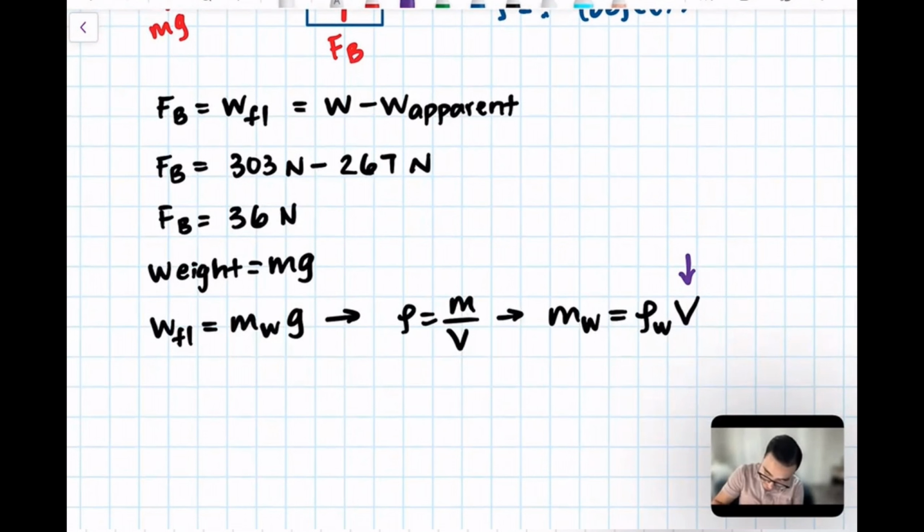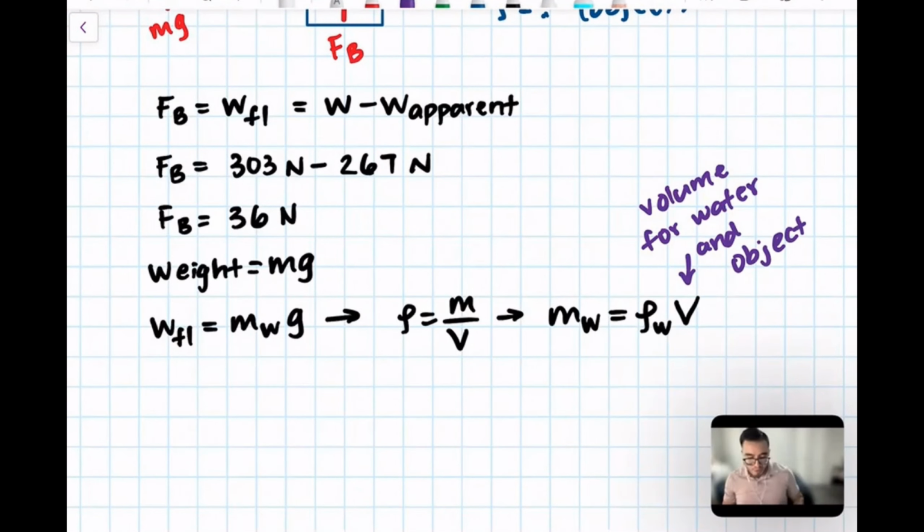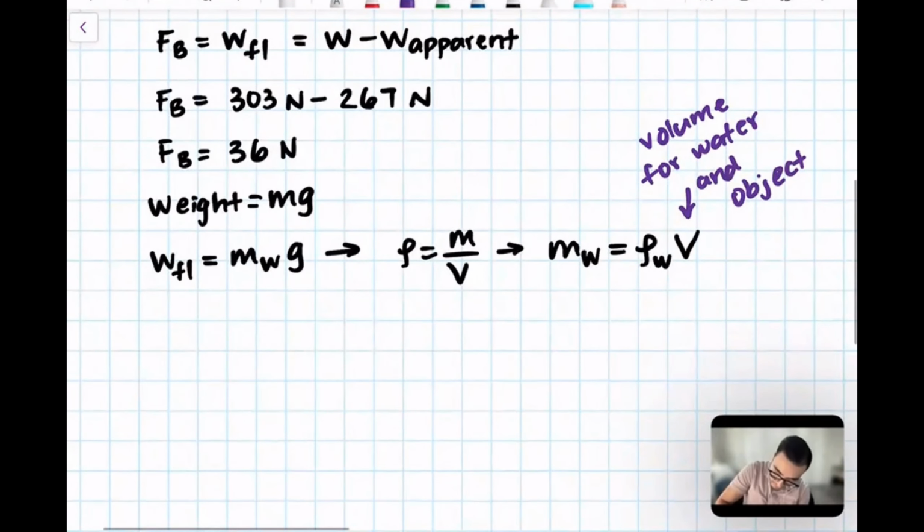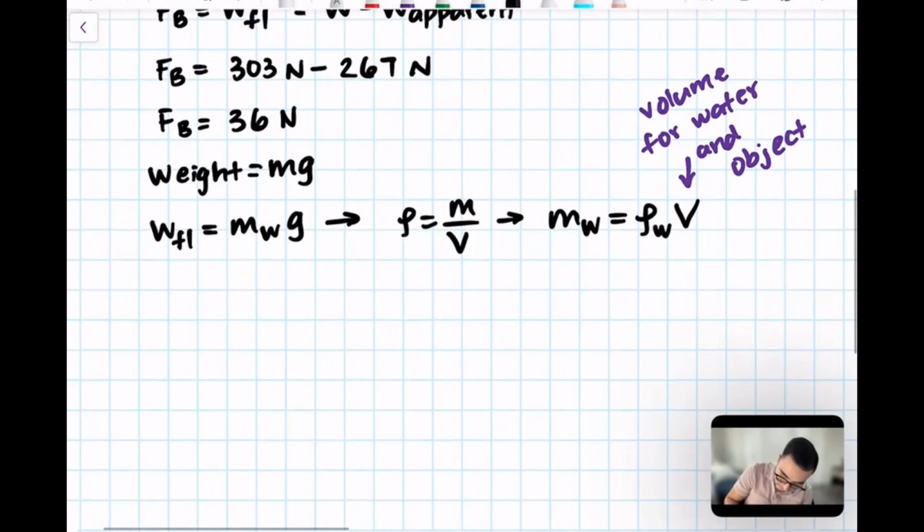So let's write it down. Why would we want to find the volume of the object? Well, because we know how to describe volume in terms of density, and we need to find density. So let's find the volume of the water. That's why I didn't put a W for volume, because it's going to be the same for water and object. So let's find that volume. So now we have that the weight of the displaced fluid is equal to, instead of the mass, I'm going to write density of the water times the volume times the acceleration of gravity.